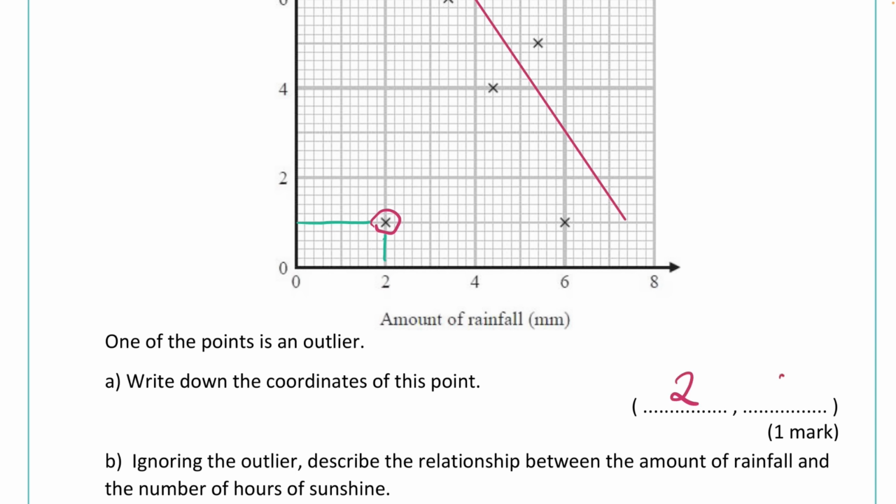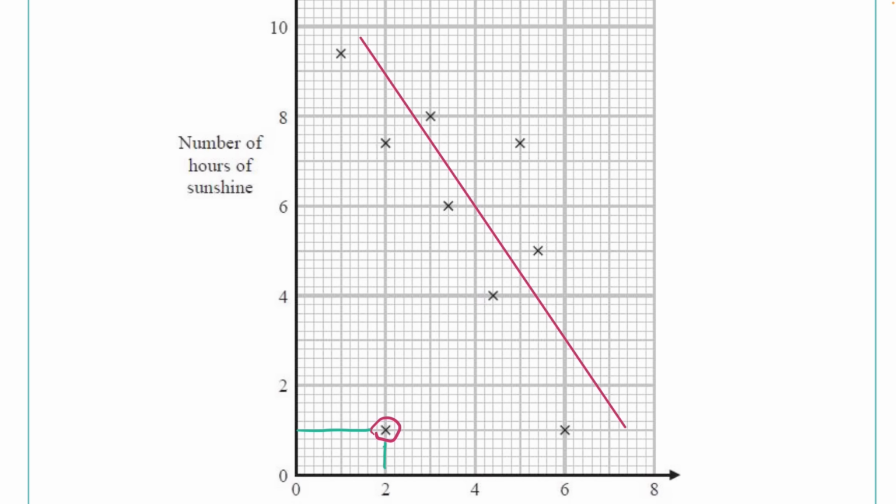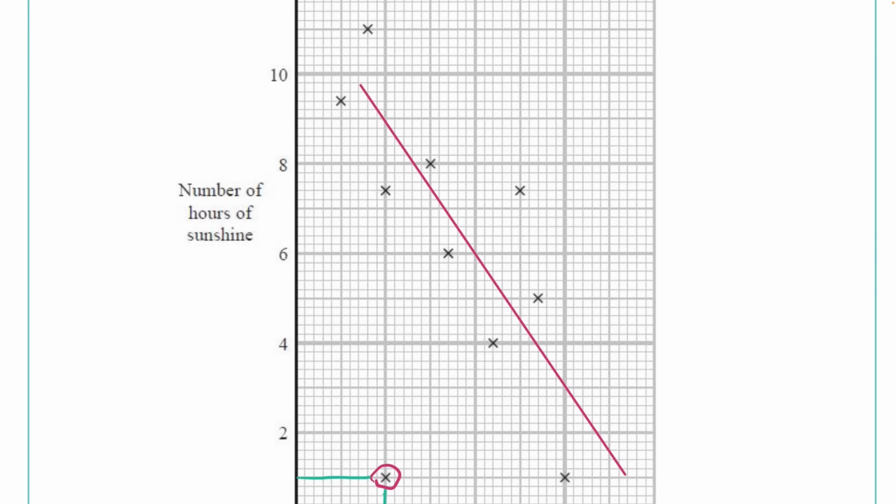So that coordinate is 2, 1. It says for part B, ignoring the outlier, describe the relationship between the amount of rainfall and the number of hours of sunshine. So here we want to have a look what happens as the number of hours of sunshine goes up, or what happens as it goes down.